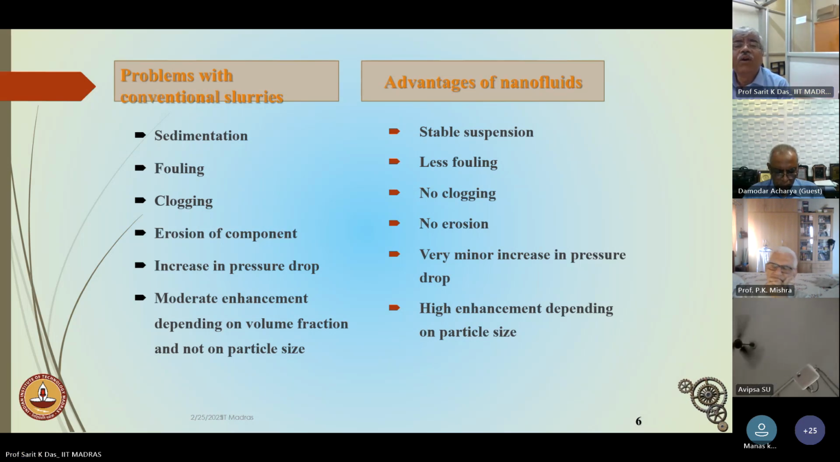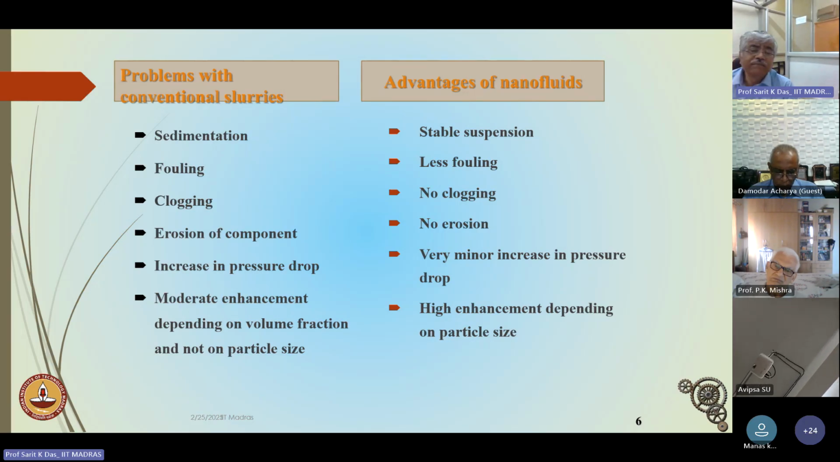On the other hand, nanofluid is a very stable suspension. Because the particles are smaller, they remain suspended. Of course, there are certain techniques to do that, but they remain more or less suspended in the liquid. The fouling is very less because you are using a very small amount, less than 1%.